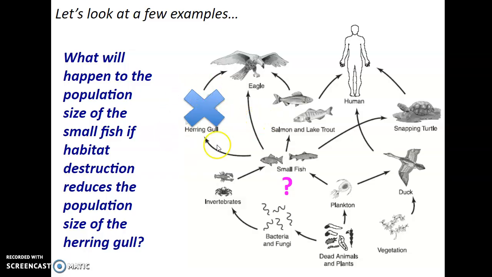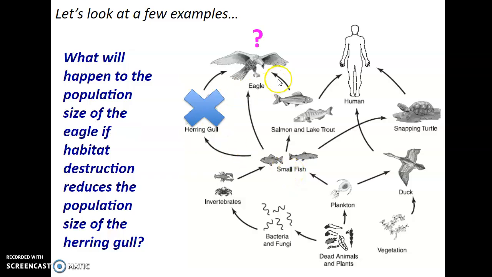But if this population decreases due to habitat destruction, we know that the small fish population will increase because only the eagle and the salmon and lake trout and the snapping turtles are really taking away from the small fish population. Whereas if the herring gull was still there, our population size would decrease, but we know the herring gull is gone, so our population size of the small fish would increase.